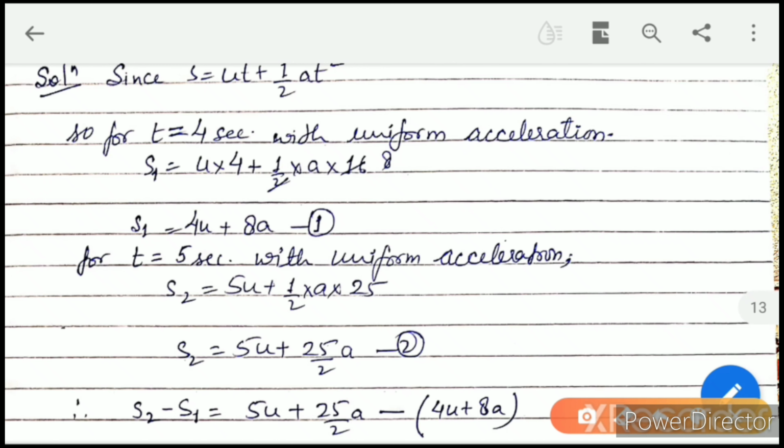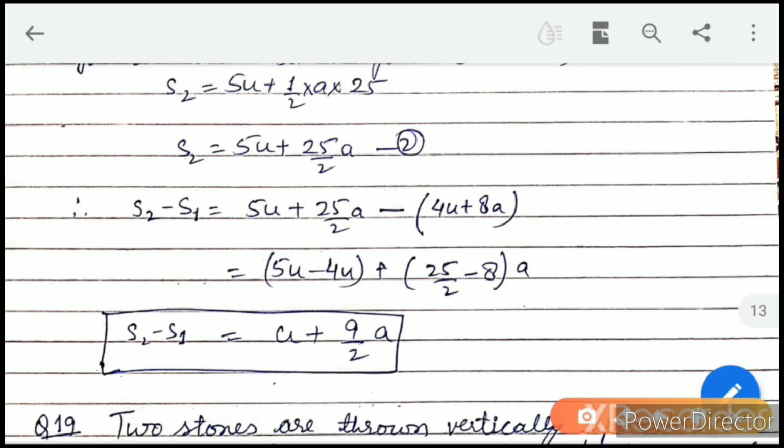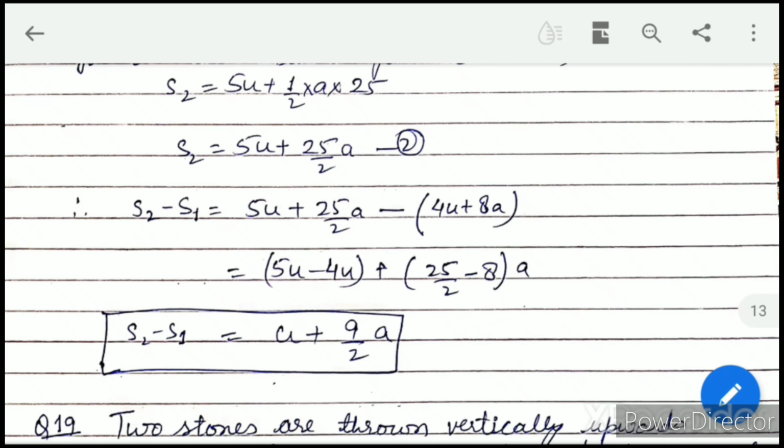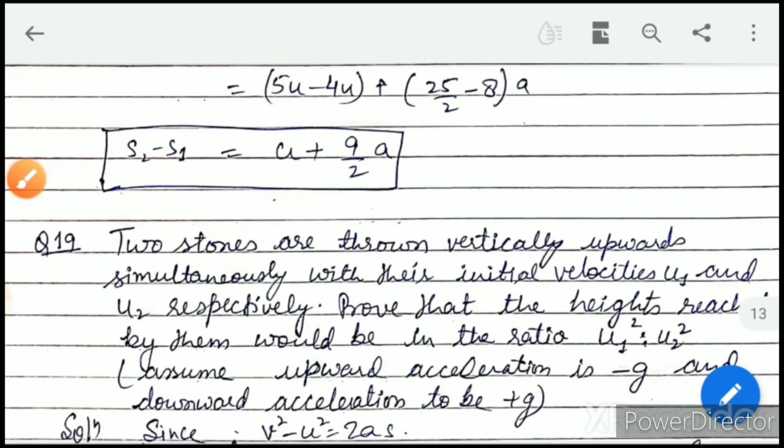Similarly for the second case, t is equal to 5 seconds. S2 for t is equal to 5 seconds, substitute the values. Here we see that it is 5u plus 25 by 2 a. Now to obtain the relation, we subtract S2 minus S1. So this is S2, this is S1, like terms will come together, 5u minus 4u, and thus 25 by 2 minus 8, a. So what we see here, it is u, initial velocity, plus 9 by 2 a. This is the relation for the 4th and 5th interval.